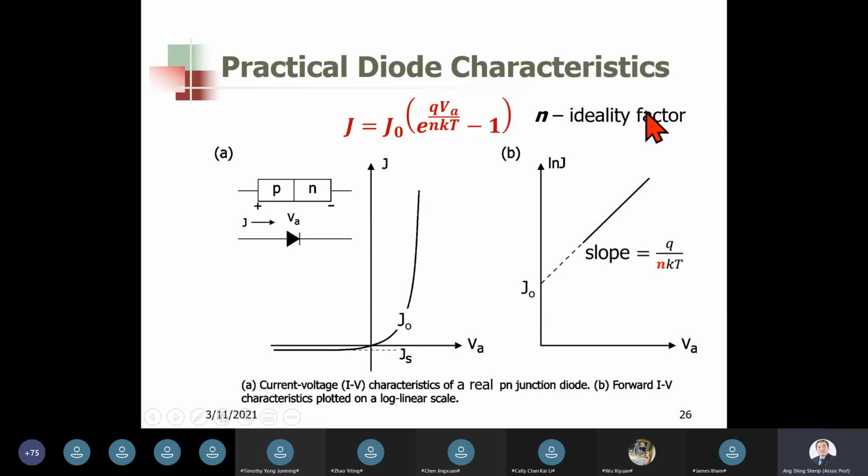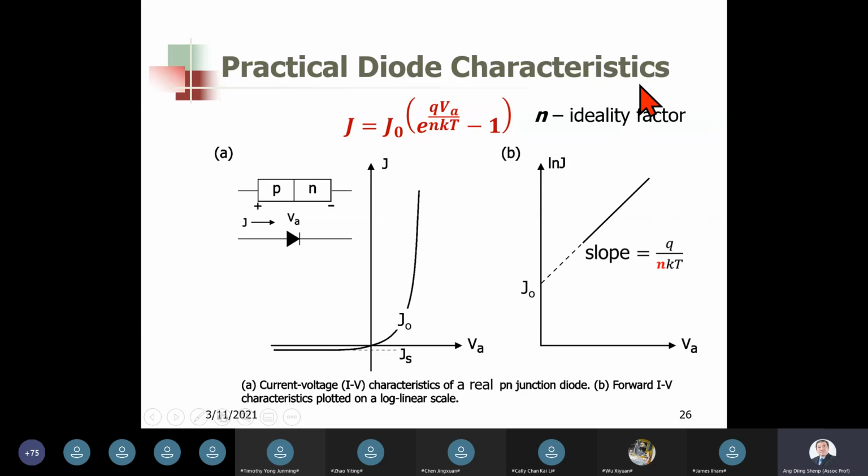Why do people call n the ideality factor? When n is 1, this equation goes back to the ideal diode equation. When n is greater than 1, this equation is no longer the ideal diode equation. Typically for a practical diode, if we fit the IV data to this equation, we will get a value of n that is greater than 1. Usually n is greater than 1 but less than 2, between 1 and 2.